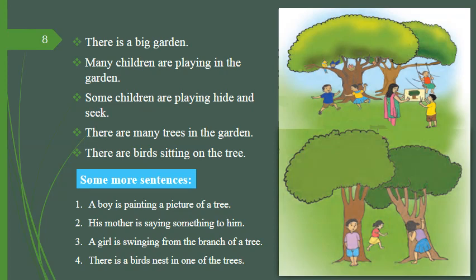So again I am going to read all these sentences. There is a big garden. Many children are playing in the garden. Some children are playing hide and seek. There are many trees in the garden. There are birds sitting on the tree. A boy is painting a picture of a tree. His mother is saying something to him. A girl is swinging from the branch of a tree. There is a bird's nest in one of the trees.